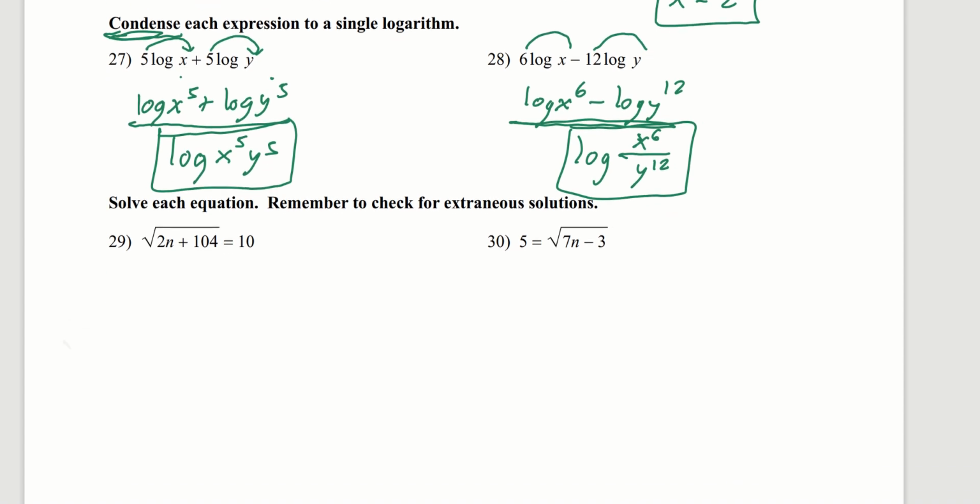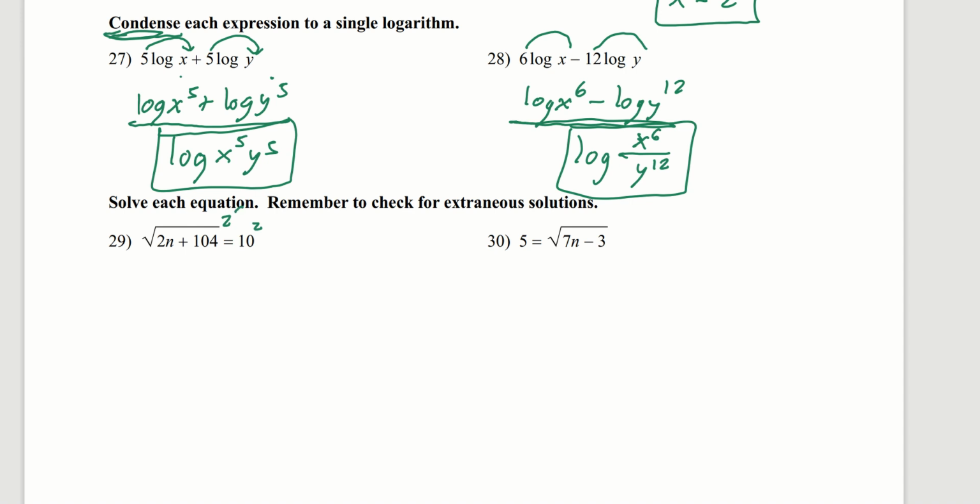All right, moving right along. Number 29, I have the square root of 2n plus 104 equals 10, and I want to solve this equation for n. So anytime I have a square root, what I can do to get rid of it is I can square both sides of the equation.